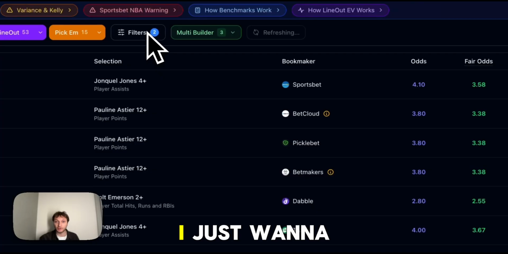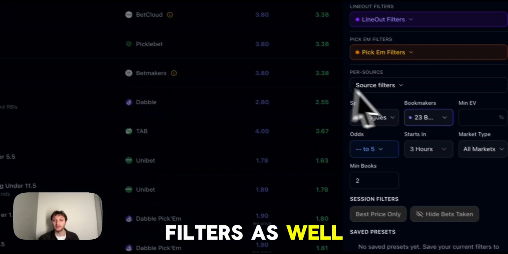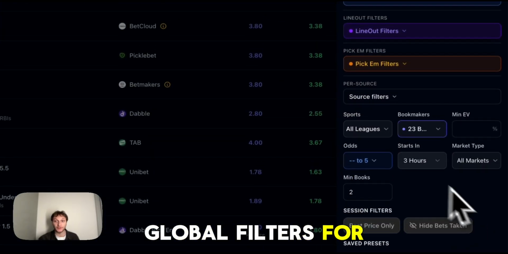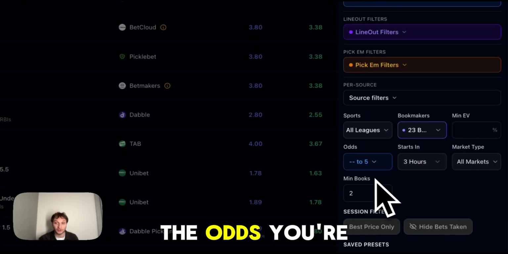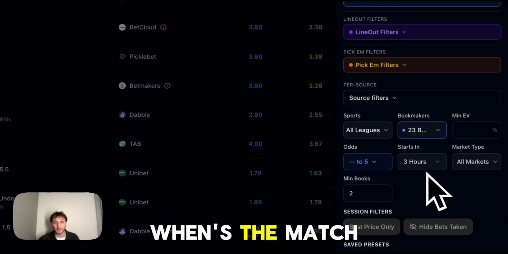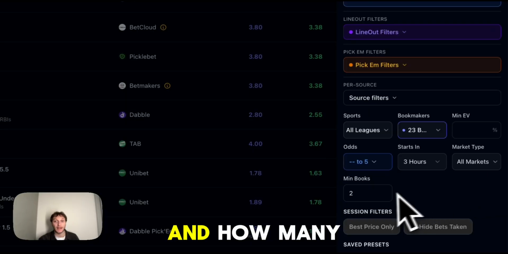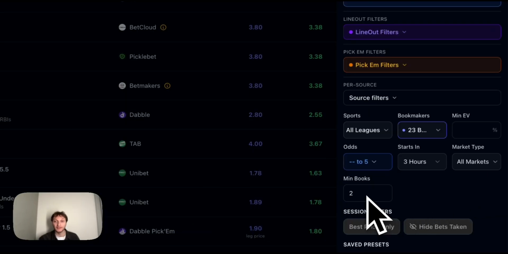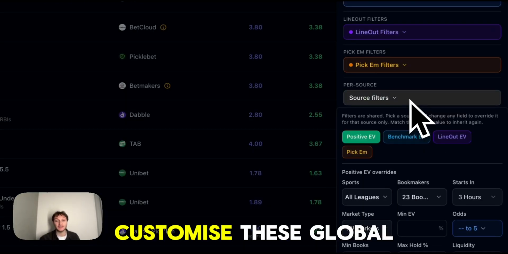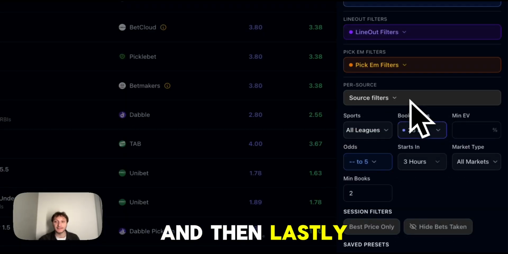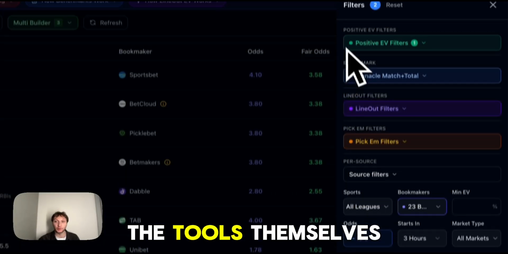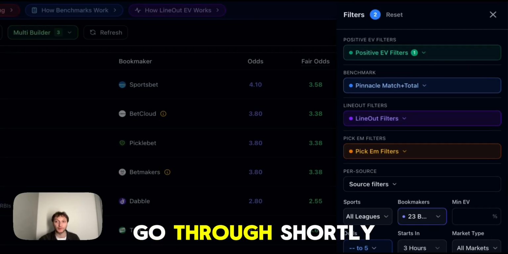And then quickly, I just want to go through the filters as well. So we have global filters for the sports, for the bookmakers, for the EV percentage, the odds you're going to take, when's the match starting, the market type, and how many books are pricing the bet. You're able to also then customize these global filters per source if you want to get custom. And then lastly, we have filters that are for the tools themselves, which we will go through shortly.